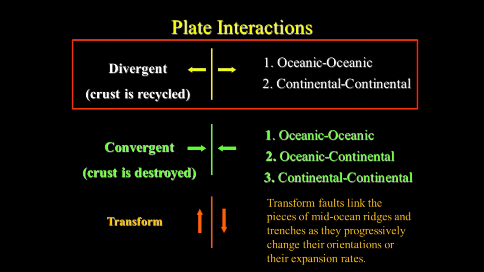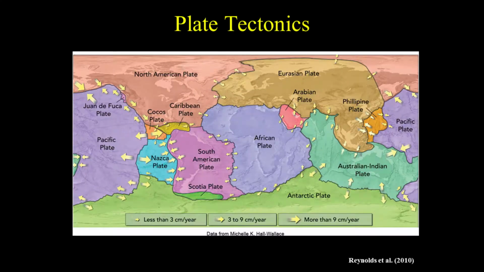Let's discuss plate interactions relative to plate boundaries, starting with divergent boundaries. We have a divergent boundary in this case, where the crust is recycled. We can only have divergent Oceanic-Oceanic boundaries and Continental-Continental boundaries, but no Oceanic-Continental boundaries or Continental-Oceanic boundaries. Here we are showing some examples of divergent boundaries.